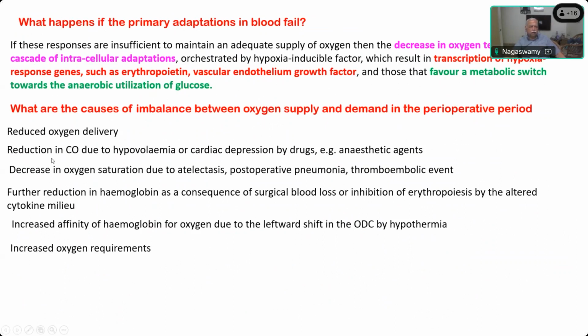So all these factors reduce oxygen delivery: reduction in cardiac output, decrease in oxygen saturation, reduction in hemoglobin, hypothermia. All these things cause a reduction in the oxygen supply. But the demand is increased because the patient undergoes a surgery, and if he has inadequate pain relief, or develops postoperative fever, or has shivering in the postoperative phase, or there is a lot of stress response, all these things increase the demand. So unless you match the demand, again the patient will suffer from inadequate oxygen supply. Okay, so this is the balance that is going to happen in the perioperative period.